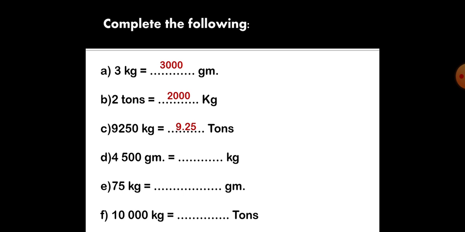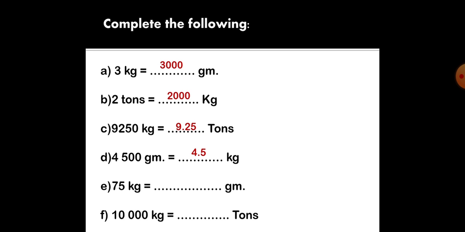Number D, 4500 grams equals how many kilograms? As in the previous one, we're going from small to big. That means we should divide it by 1000. So it will be 4.5 kilograms. Or if we remember that 500 grams is the half of a kilogram, that means 4.5 kilograms.